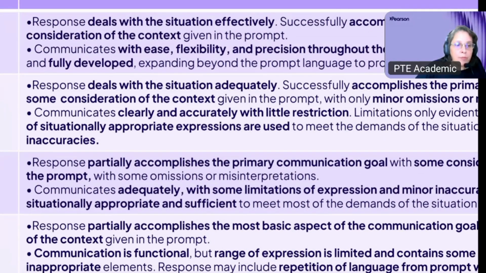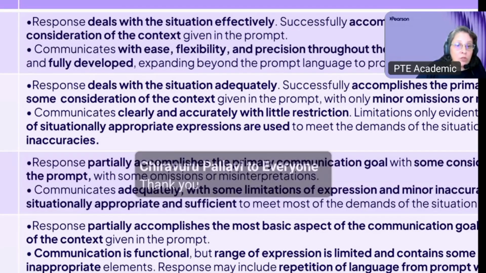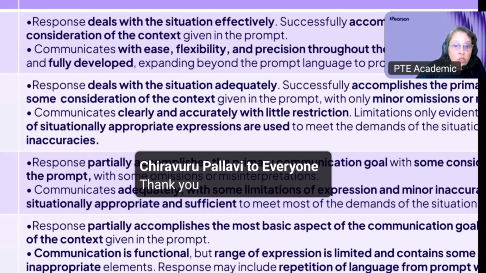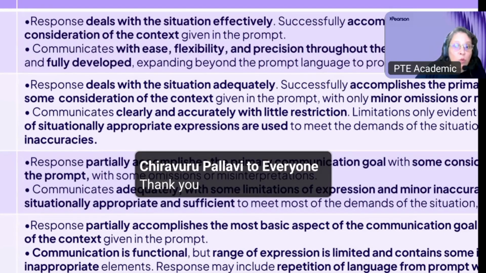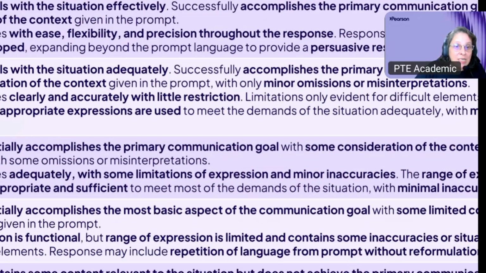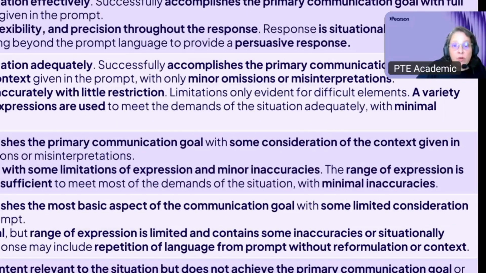Then the second bullet point talks about communicates clearly and accurately with little restriction. So here the second bullet point goes into how language is used, right? Grammar, vocabulary. Communicates clearly and accurately with little restriction. And if you see, communicates with ease, flexibility, and precision throughout the response. So you see how the language has been changed a bit to reflect what 5 means. Limitations only evident for difficult elements.